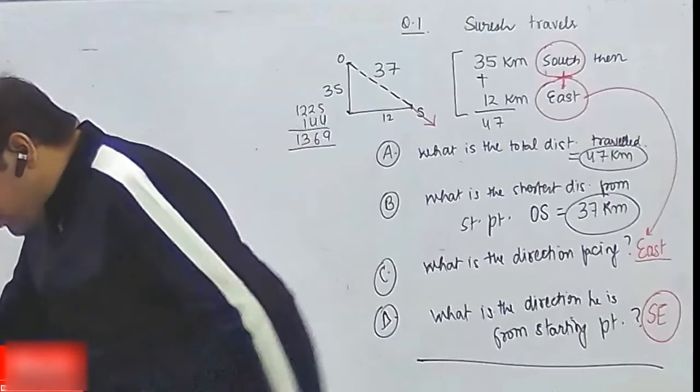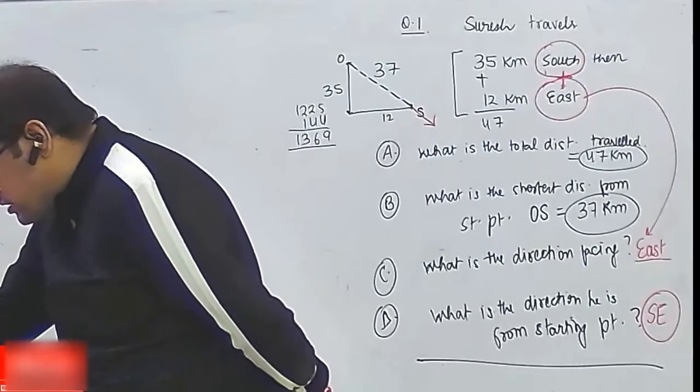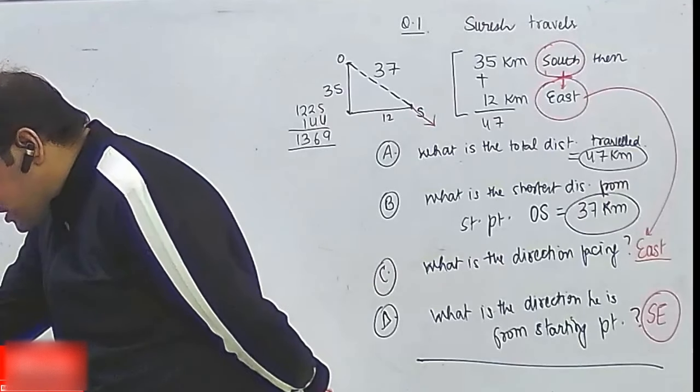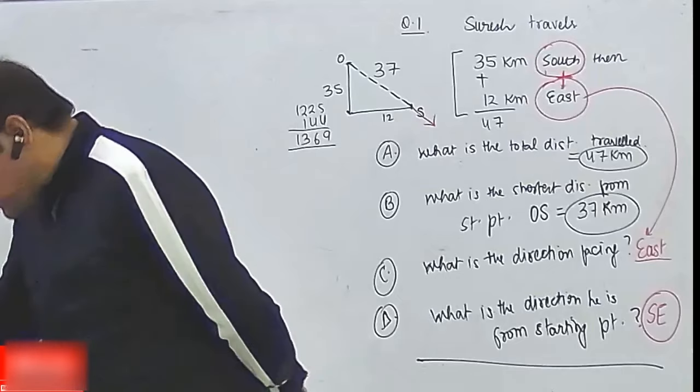Okay. So very good. Jyoti says 37, east, southeast. Fine. Kavita, are you getting it? Kavita says 47, 37, east, northeast.